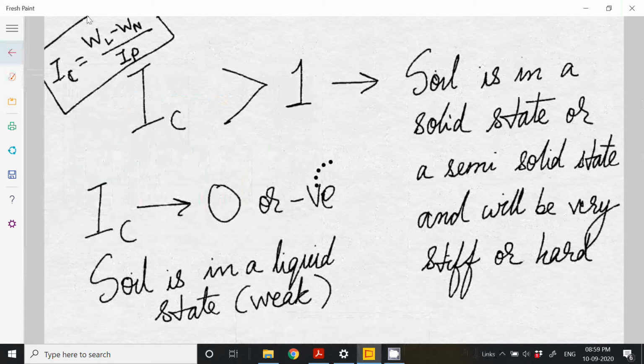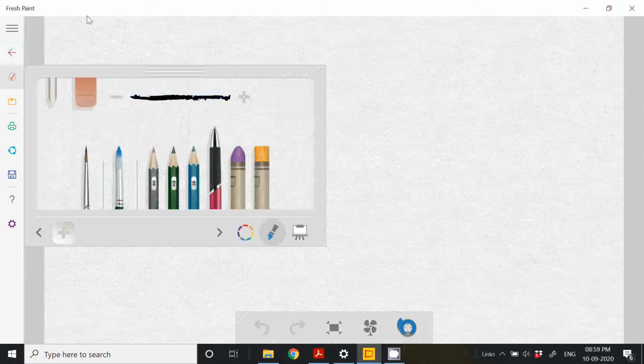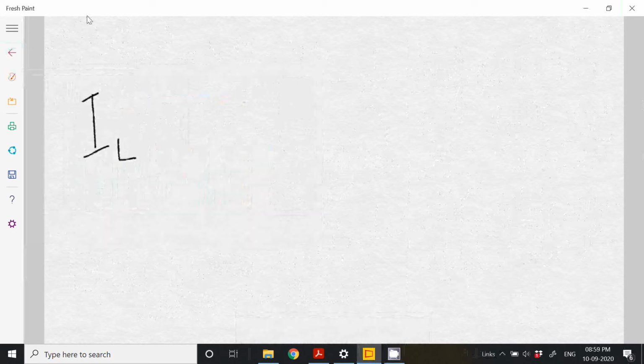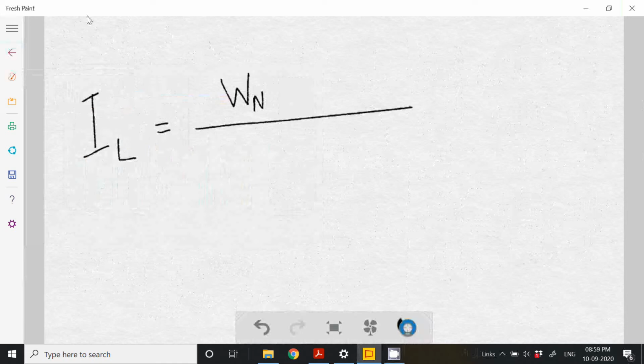Then let us go to the liquidity index IL. IL is ratio of natural moisture content minus plastic limit by plasticity index. Okay, natural moisture content minus plastic limit by plasticity index. Now, one relation is there.